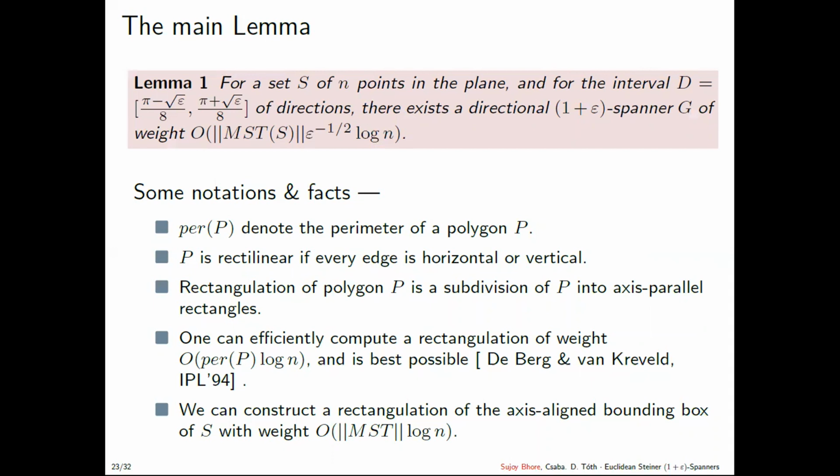So for example, per(P) denotes the perimeter of a polygon, and P is a rectilinear polygon if every edge is a horizontal or a vertical edge. The rectangulation of a polygon P is a subdivision of P into axis aligned rectangles. We know that because of the famous result of De Berg and Van Kreveld from IPL '94, that one can efficiently compute a rectangulation of weight that is the perimeter of P times log n. Moreover, we can construct a rectangulation of the axis aligned bounding box of S with weight that is the weight of the MST times log n.